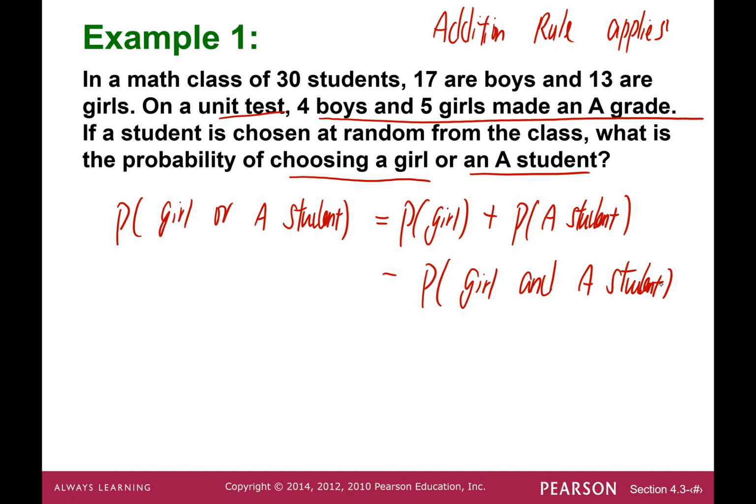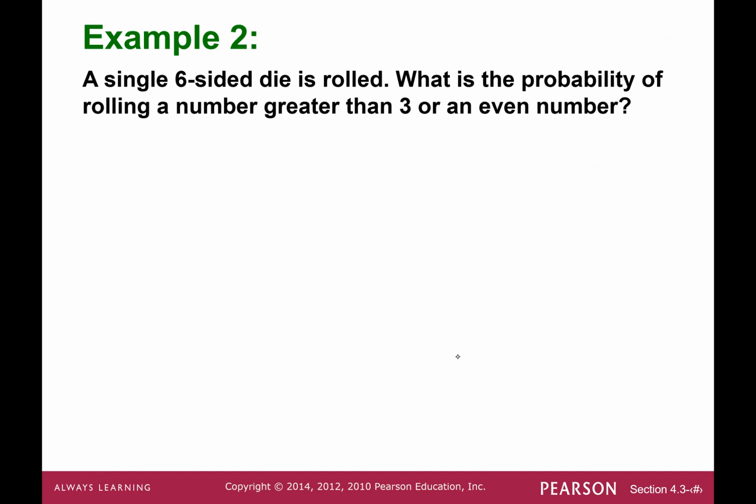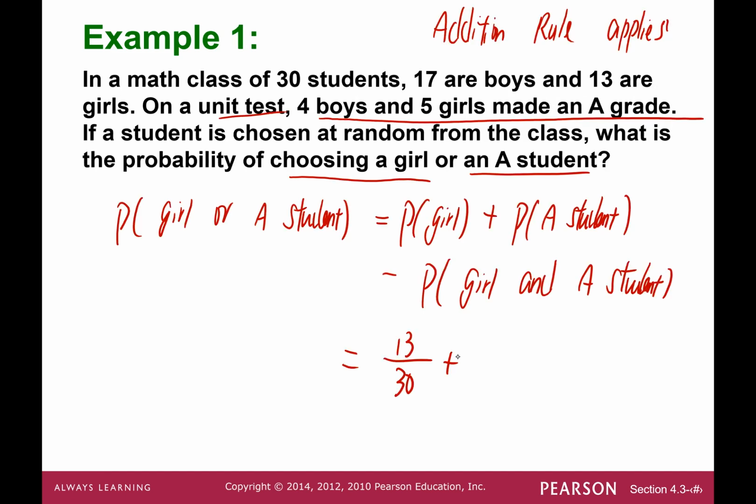The probability of a girl is 13 out of 30. The probability of an A student: we have 4 boys and 5 girls who are A students, so it's 9 total A students over 30. However, there are 5 girls who made an A grade, meaning that's the common section of girl and A student. Then we subtract 5 over 30. So the final result is 13 plus 9 is 22, minus 5, 17 over 30.